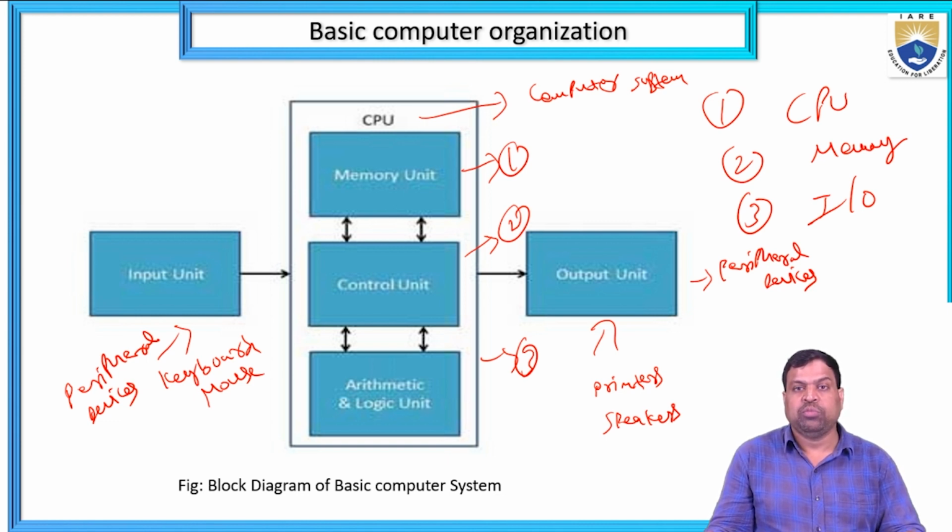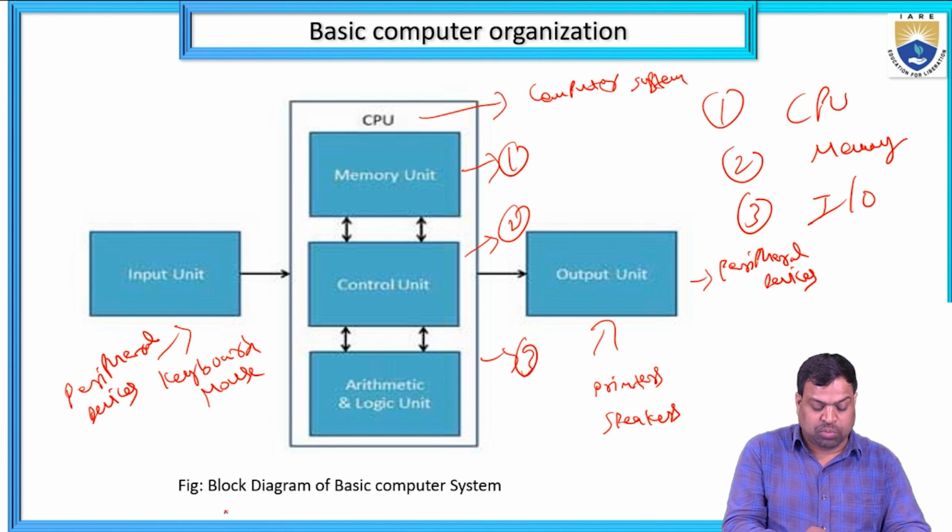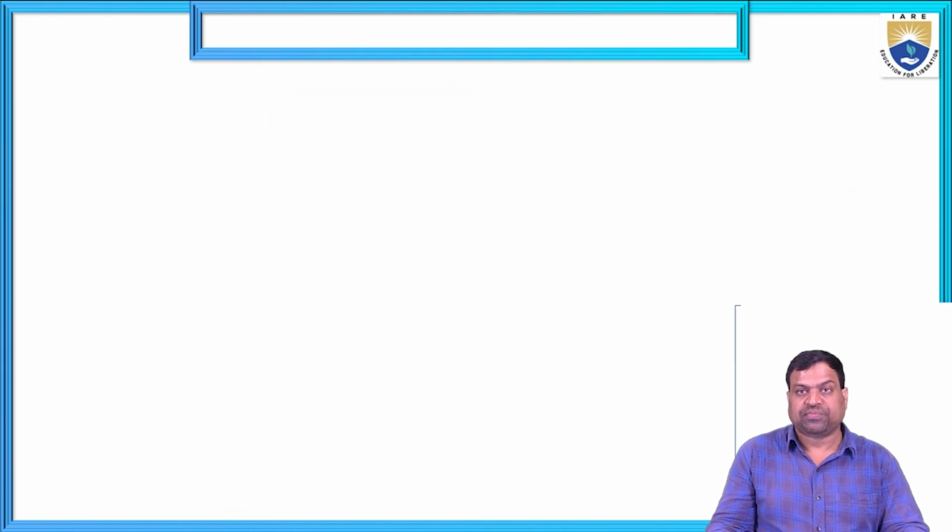Input outputs means keyboard and mouse. We connect the input outputs to the CPU. The keyboard and mouse are the peripheral devices connected to the input, and the printer and speakers are the peripheral devices connected to the output. They are also called peripherals. In the CPU, the memory unit means RAM and ROM, primary and secondary memory. The control unit controls all the input outputs and the CPU. The arithmetic logic unit performs arithmetic operations and logical operations. This is the block diagram of a basic computer system.